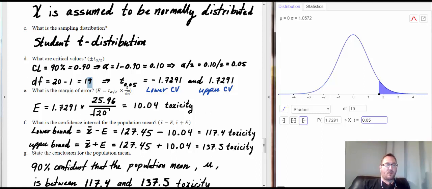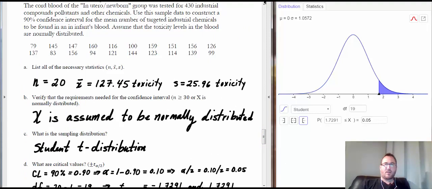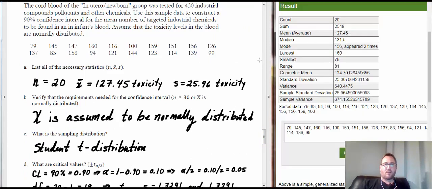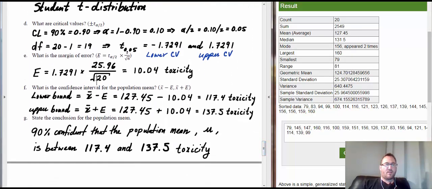Right, use that number to calculate the margin of error. And the margin of error only applies to a symmetric distribution. I'm trying to highlight that here. So there it is, 1.7291 times the sample standard deviation. Again, up here at the top, that's what we did using the statistical calculator, the 25.96, and divided by the square root of the sample size, you get the 10.04 toxicity level.